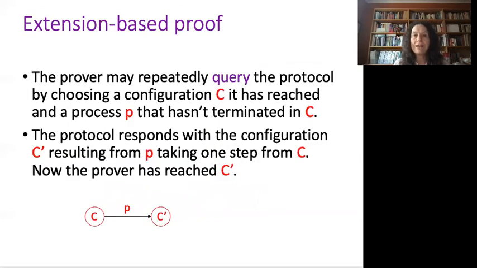The prover may repeatedly query the protocol by choosing a configuration C it has reached and a process P that hasn't terminated in C. The protocol responds with what happens when P takes one step starting from C. It describes the resulting configuration C prime. In particular, it gives a new value of the object that P accessed, P's new state, whether P halts, and if so, what value P outputs.